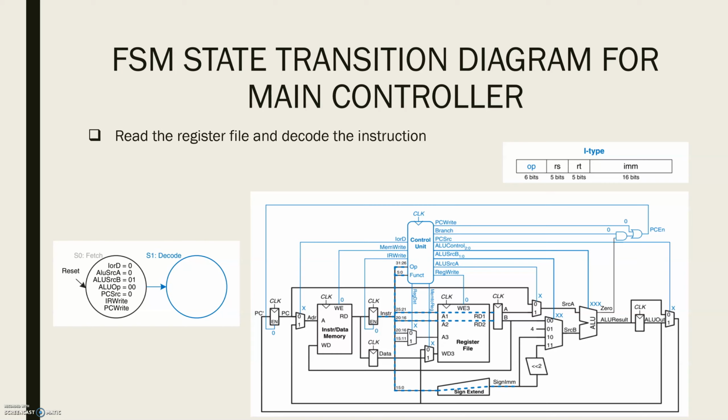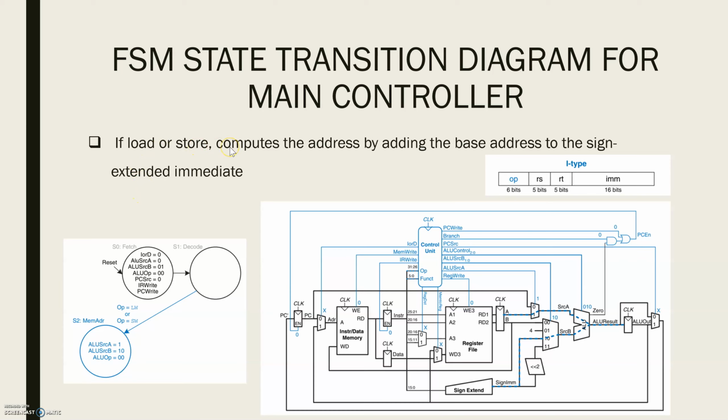If the instruction is a load or store, the multi-cycle processor computes the address by adding the base address to the sign extended immediate. This requires ALU SRC A to be 1 to select the register A and ALU SRC B to be 10 to select the sign extended immediate. ALU OP will be 00, so the ALU adds. The effective address is stored in the ALU out register for use on the next step.